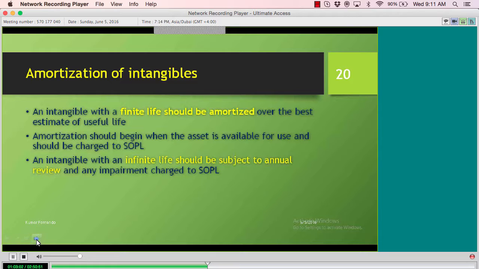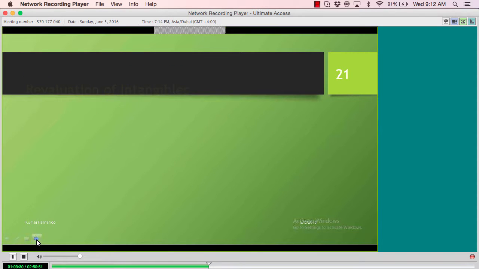Anything of infinite life, where you don't have a particular life period to end it, will be tested for impairment every year. If there's an impairment, it will be charged. No impairment, don't charge it. But if it has gone up, don't bring it up. You can't take credit for unrealized profit, but whatever has depreciated or amortized, that value drop must be charged immediately.